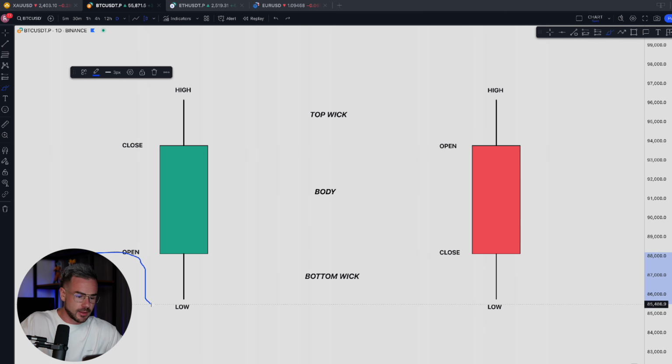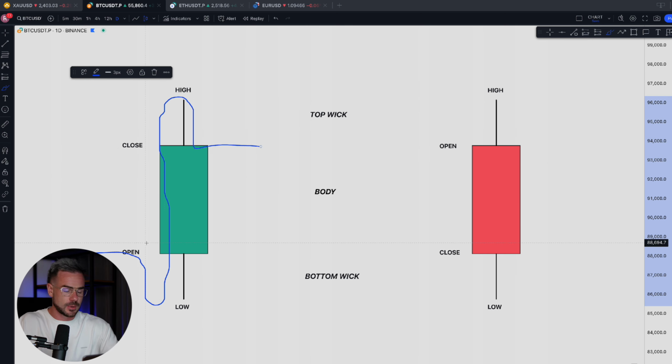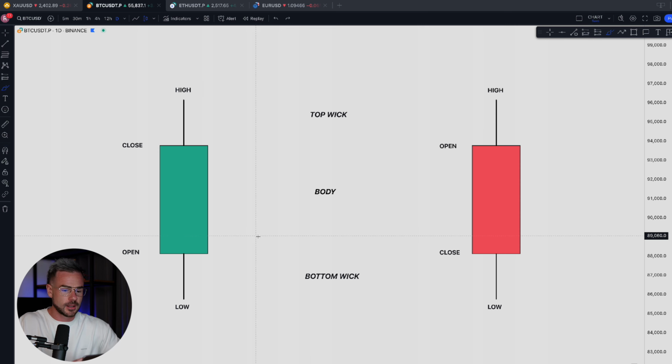Open, at some point during that hour it traveled here, at some point during the hour it came up here, but at the end of that hour it closed right here. And that's how we get that candle painted like that.